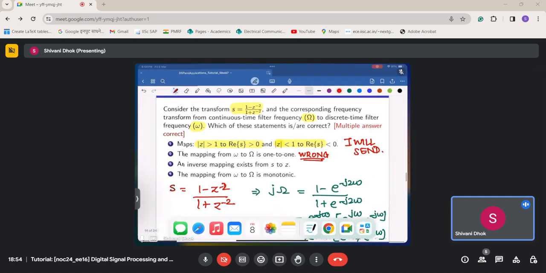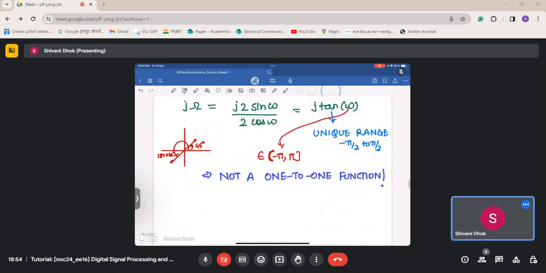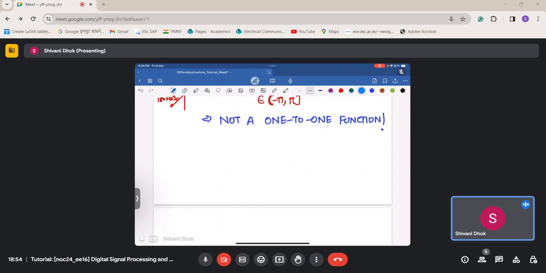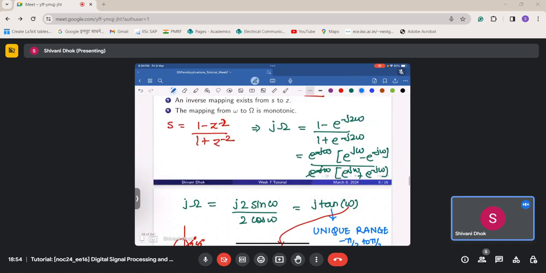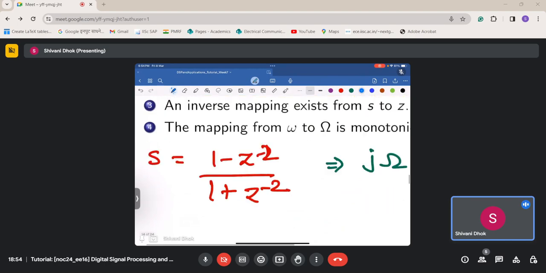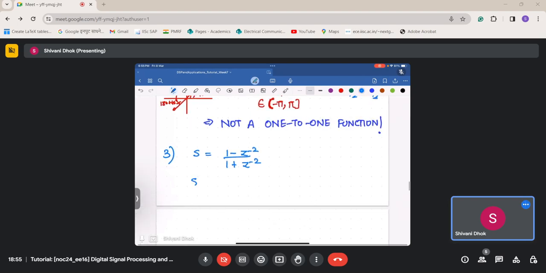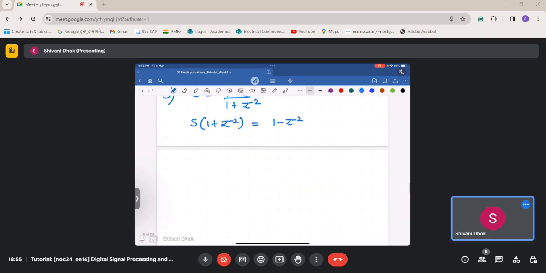Now let us look at the third option. And what is option 3? Option 3 is an inverse mapping exists from S to Z. So what is S given to us? S is 1 minus Z to the power minus 2 upon 1 plus Z to the power minus 2. This I can write as S times 1 plus Z to the power minus 2, which is equal to 1 minus Z to the power minus 2.